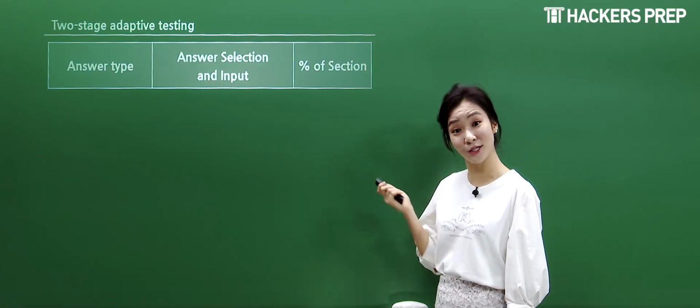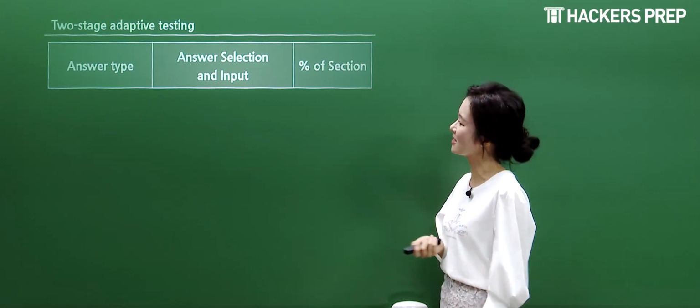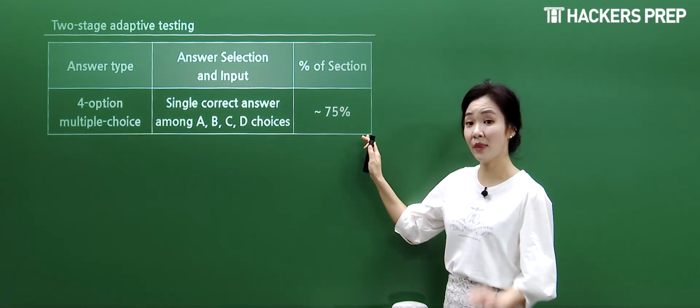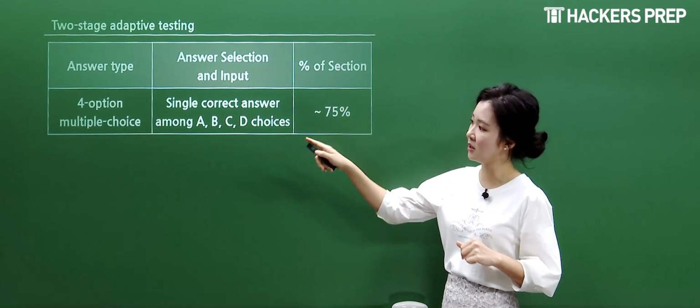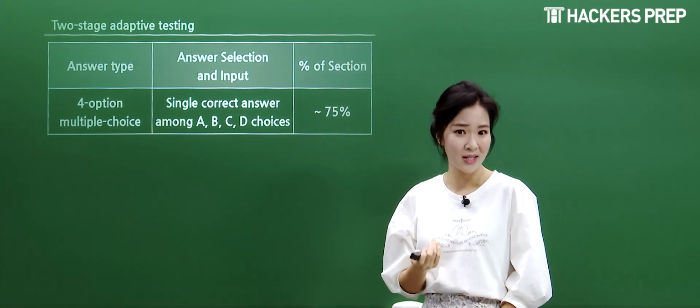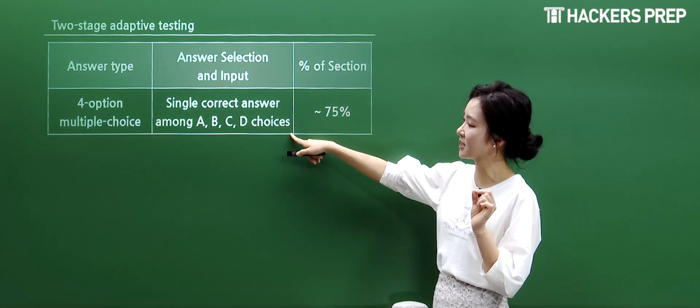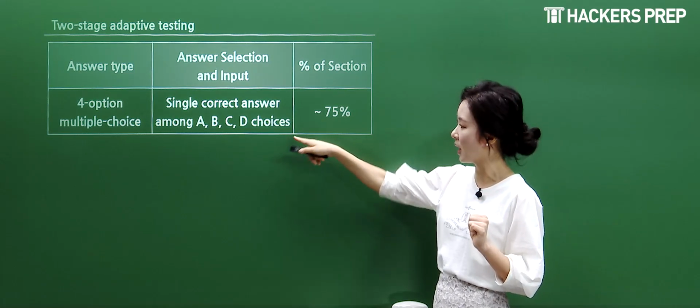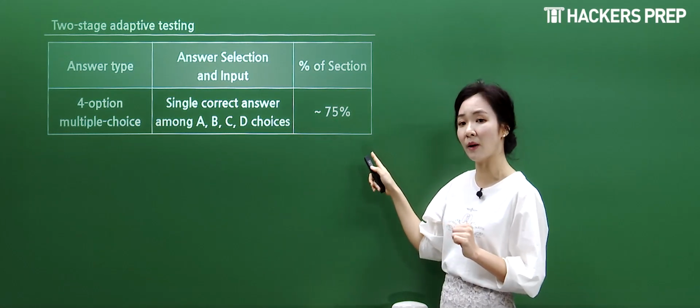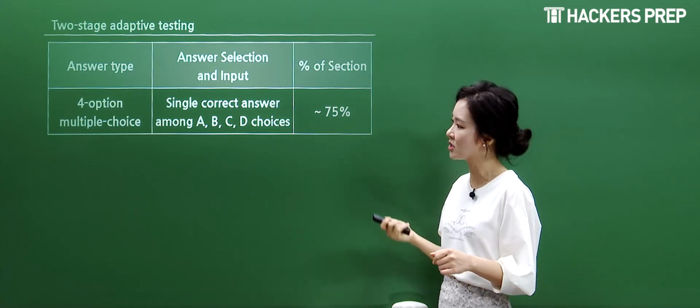All right, next, onto the answer stages or answer types. So again, there will be two. The first one is going to be the 4-option multiple choice. Sounds easy, right? Because all we have to do is choose a single correct answer among A, B, C, D options. And these will constitute about 75%, about 3/4.